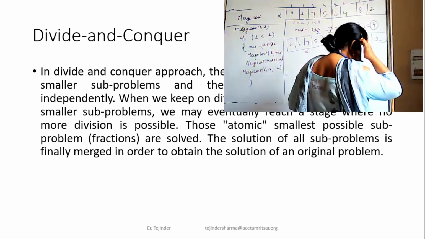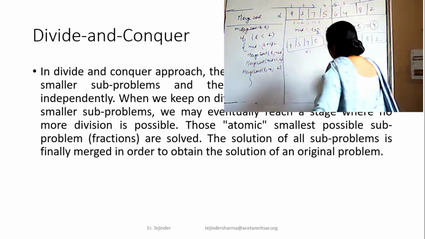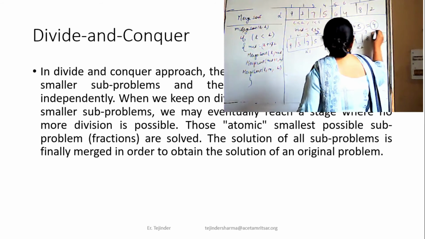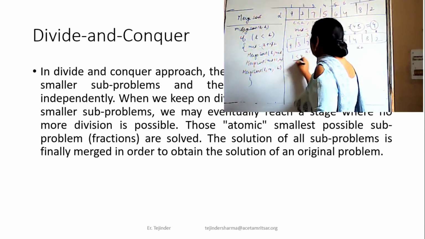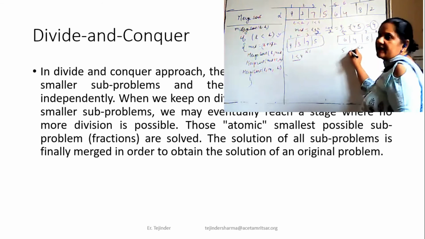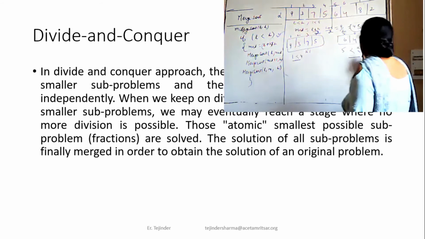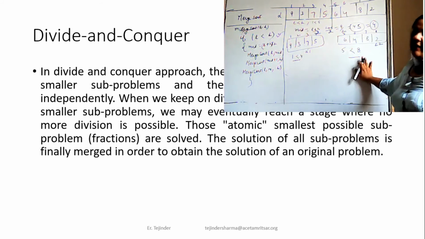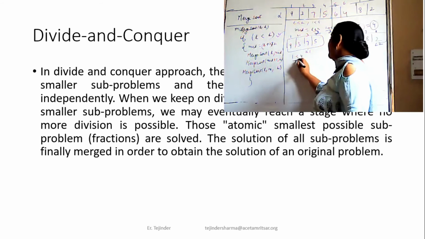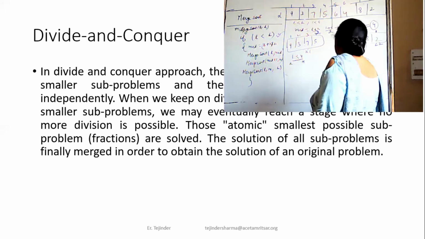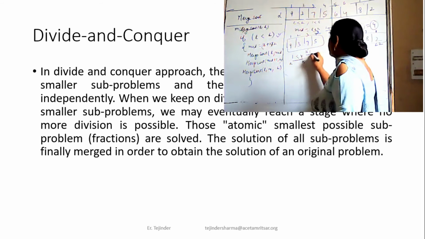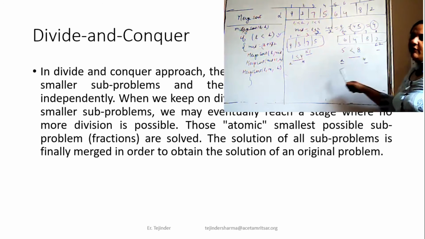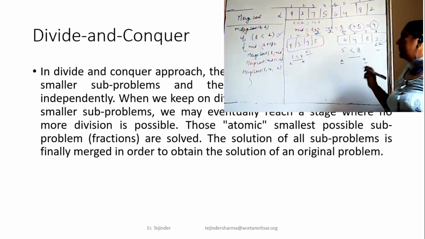Now find the mid for each of them. See, 1, 2, 3, 4, 5, 6, 7, 8. Here, 1 is less than 4, this condition is true. Here, 5 is less than 8, this condition is again true. Low is less than high. This is low, this is high of list 1, and this is low and high of list 2. 5 and 8 are low and high of list 2. 1 and 4 are low and high of list 1.